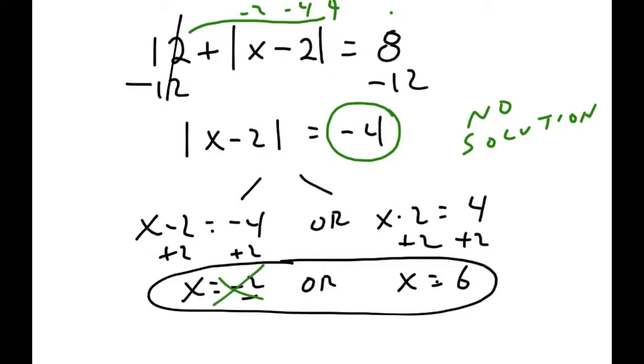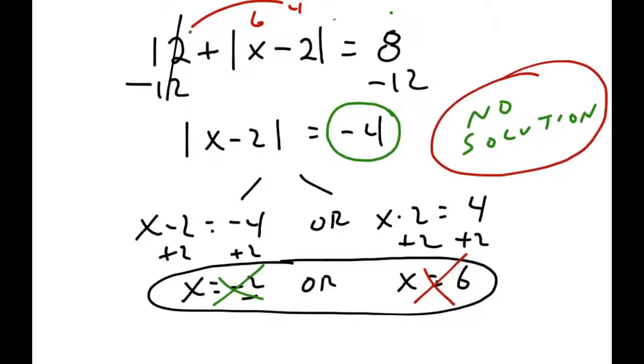Let's try 6. If I put 6 in for x, 6 minus 2 is 4. The absolute value of 4 is 4. 12 plus 4, once again, is not 8. Doesn't work. So when you check yourself, you will catch yourself if you missed a problem like this, where there is no solution. This is our answer for this problem.